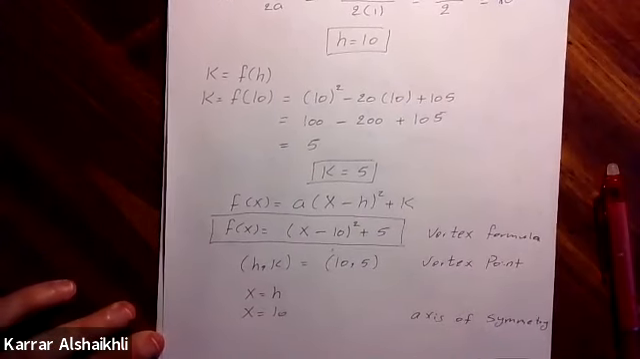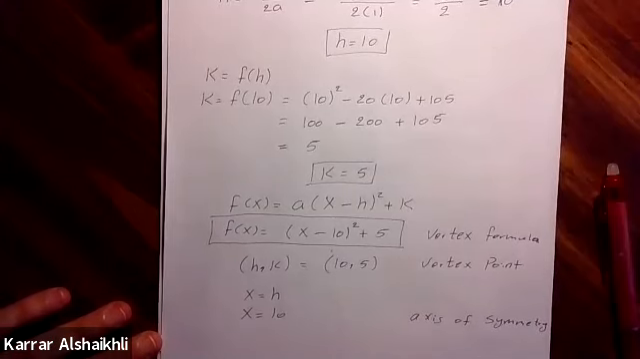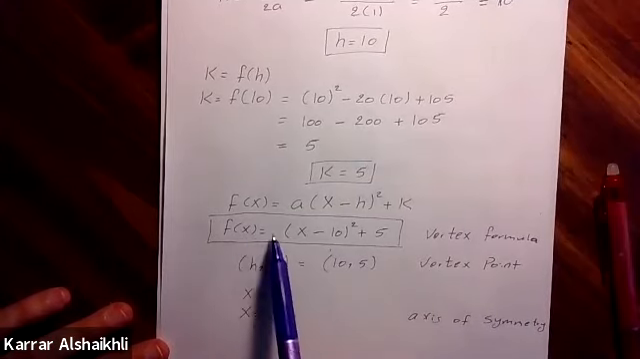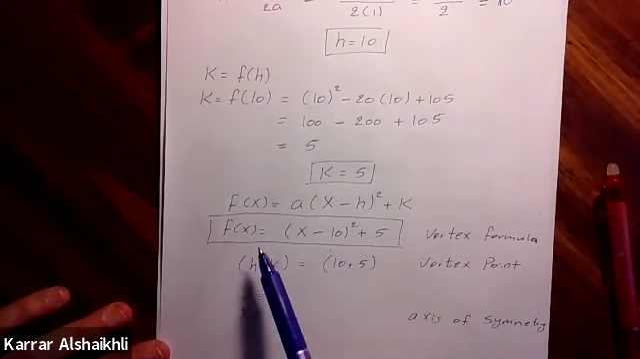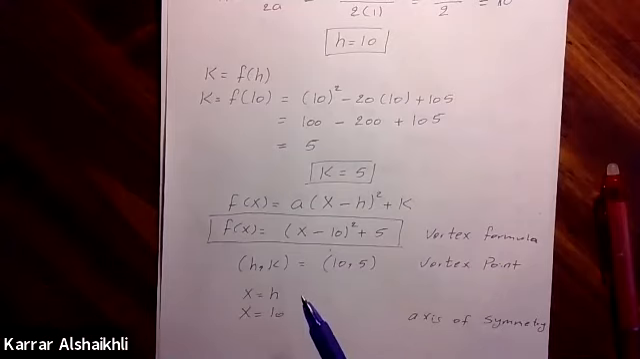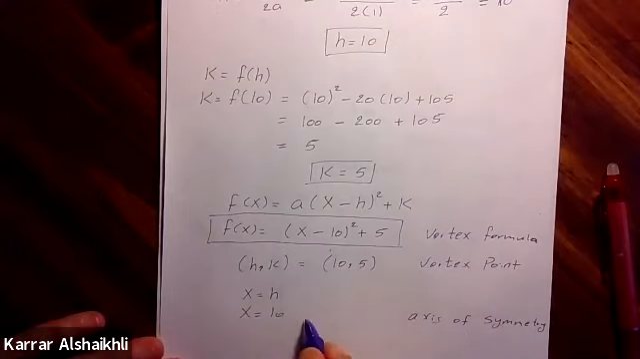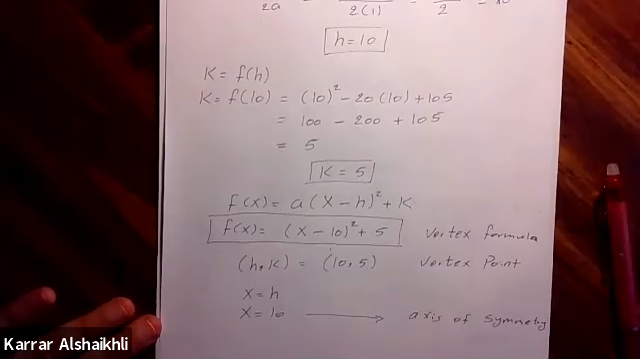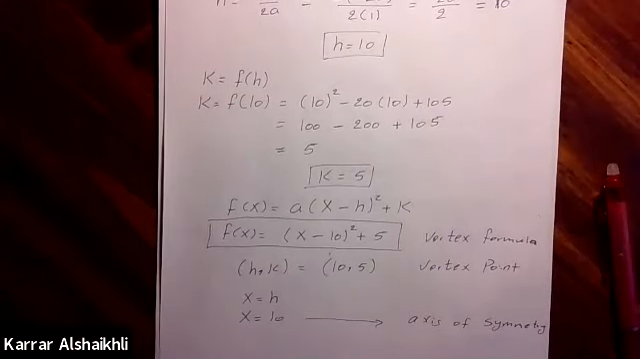So this is all the information you need to find. This is the vertex formula, which means I converted the quadratic equation to the vertex formula. And here's the vertex point. If they ask you, you just give h and k, which is 10 and 5. And the axis of symmetry, you can do exactly the same thing: x equals h, that means x equals 10. Because they're going to ask you exactly the same thing, you have to do exactly the same steps. We're going to do another example about the same thing.